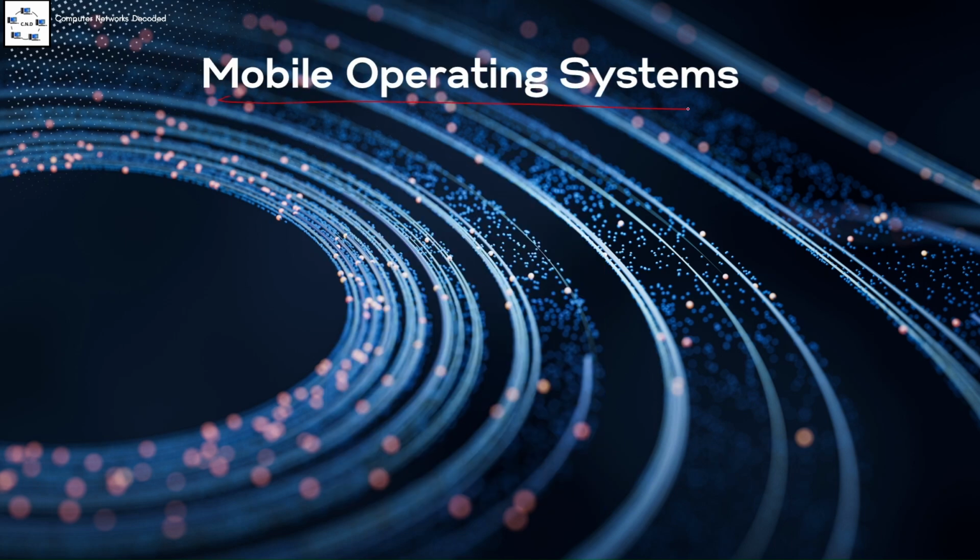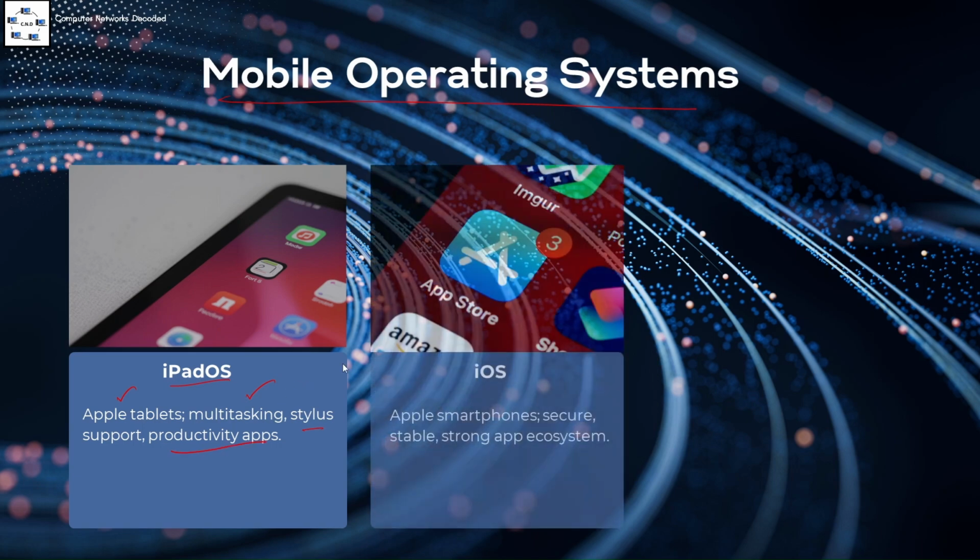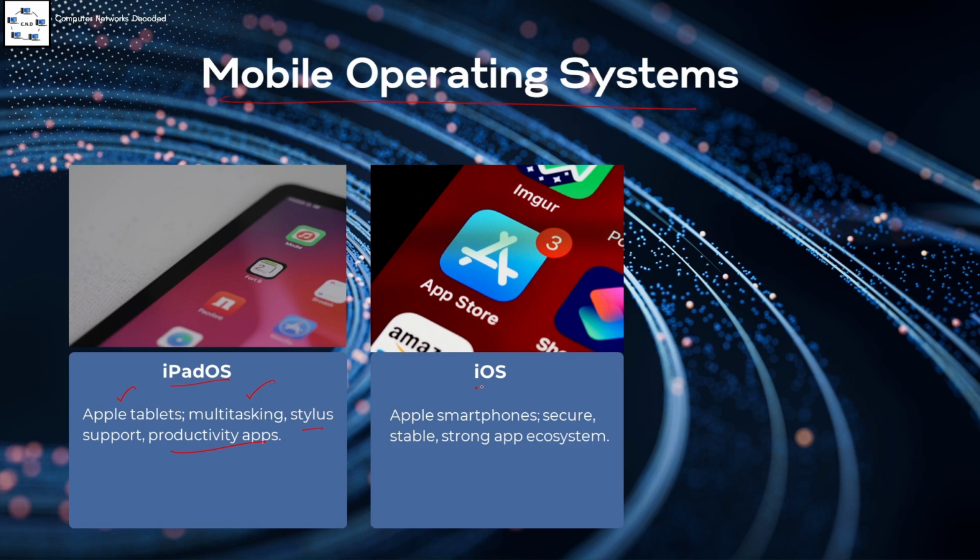Next are the mobile operating system types, and the first one is iPadOS. Again, this is a proprietary Apple OS, and it is used by Apple tablets. It has multitasking features, stylus support, and productivity applications. Next one is again the Apple proprietary iOS, and it is used by Apple smartphones, and again it is more secure, stable, and has a strong application ecosystem. So more secure than what? Than its competitor Android.